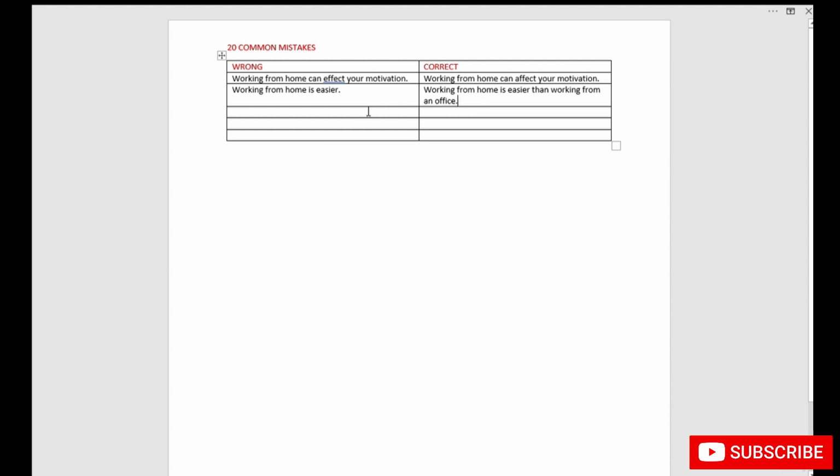Now, the next mistake is a tense mistake. Present perfect tense and simple past tense are usually confused. Let's look at this sentence. If I say I have worked from home last year, that will be wrong because last year is not continuing, it's in the past. It is finished, it's completed. So it doesn't continue anymore, and its effect isn't carried into the present.